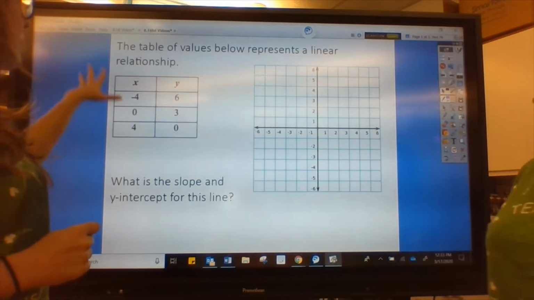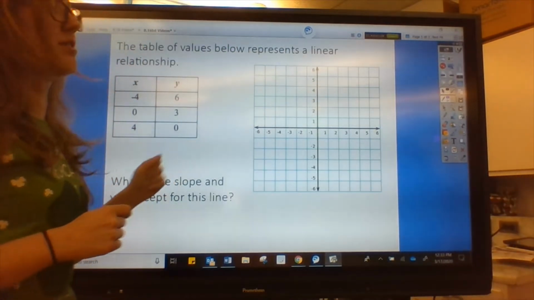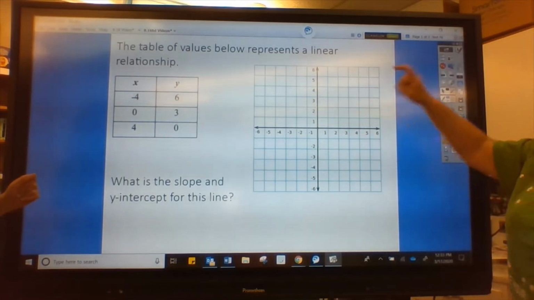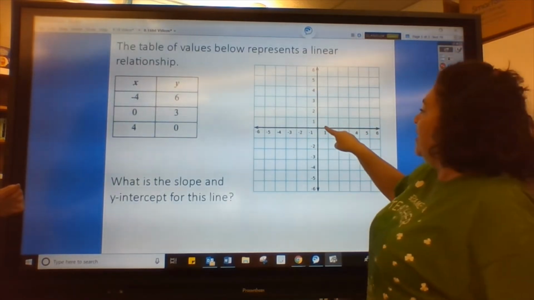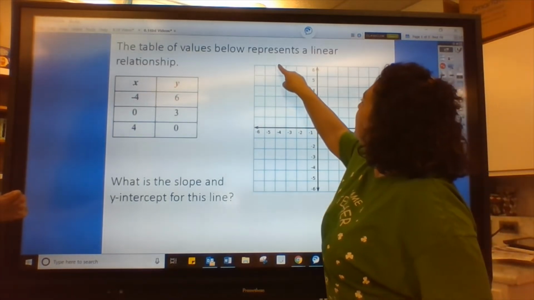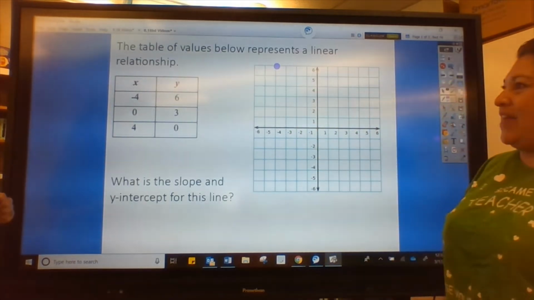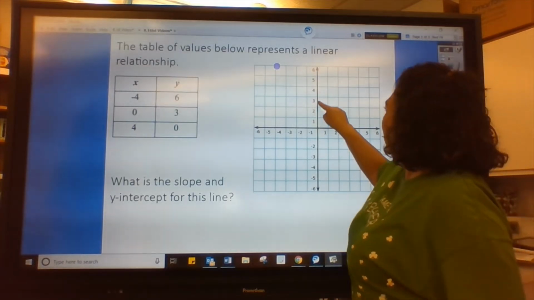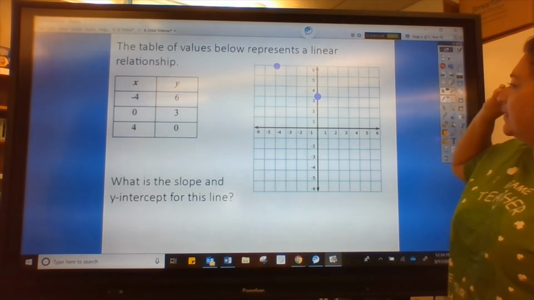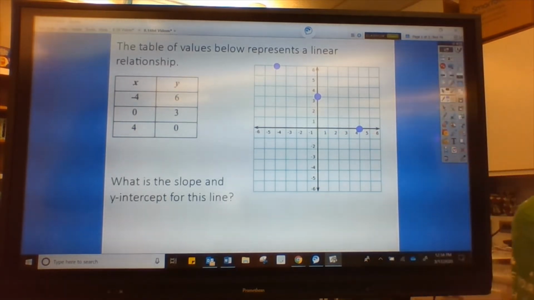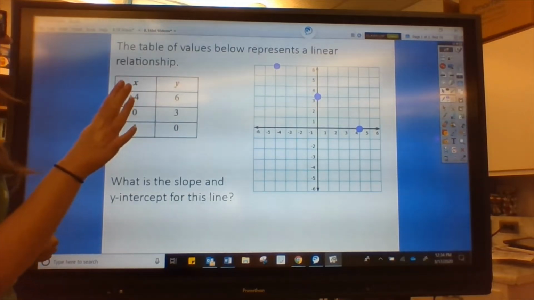But in order to do that, we have to first graph these points. I'm going to use my finger to graph. First one is -4, +6. It's way up there. And then 0, +3. And then 4, 0. Perfect. So if we connect those, that makes a line.